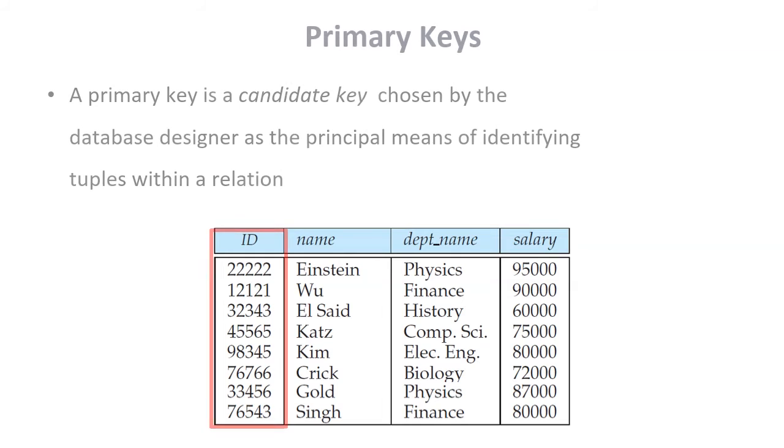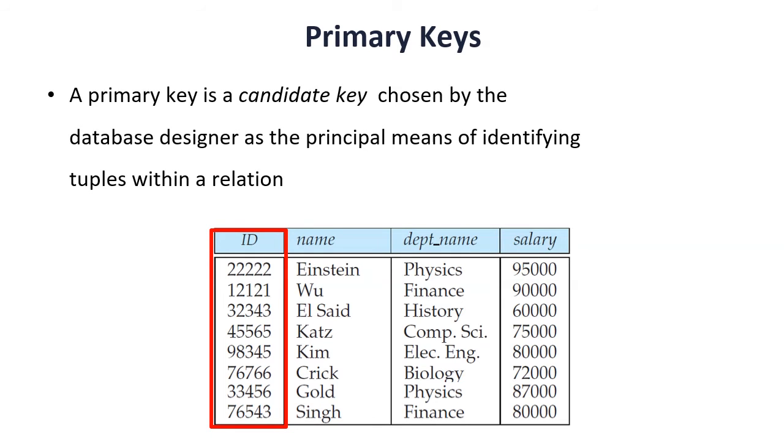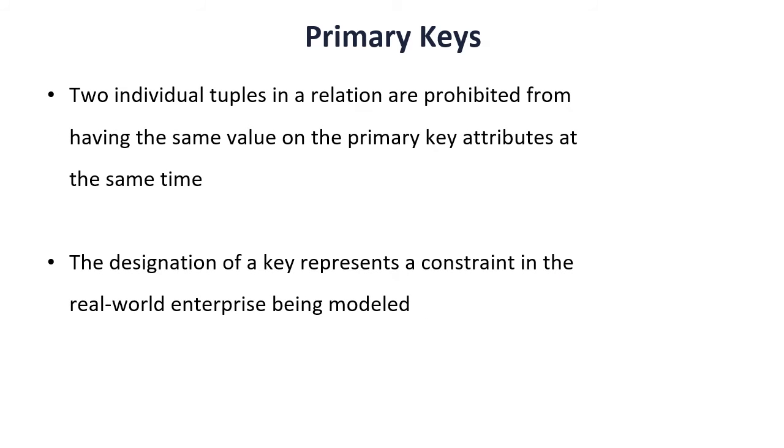A relation may have many candidate keys, and when we define a relation in an actual database, we choose one of those candidate keys as the primary means of identifying the tuples, and that key is known as the primary key. And two tuples in a relation cannot have the same value on the primary key attributes at the same time.